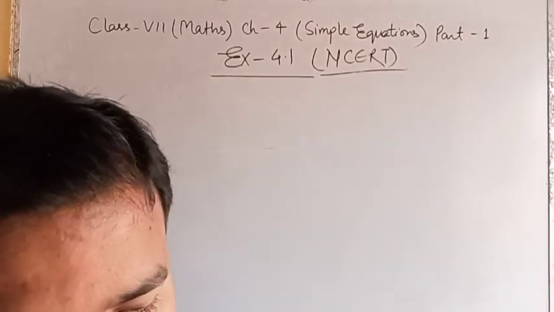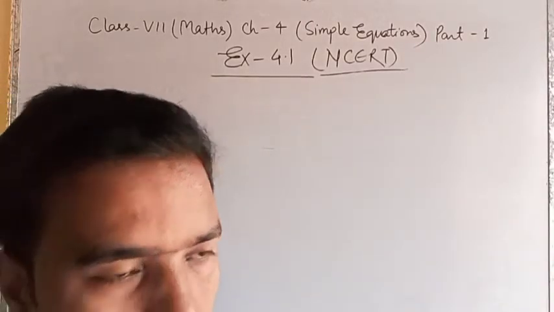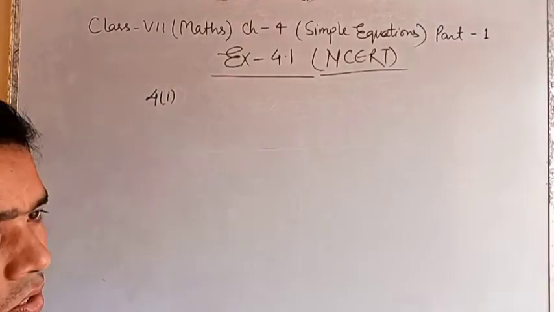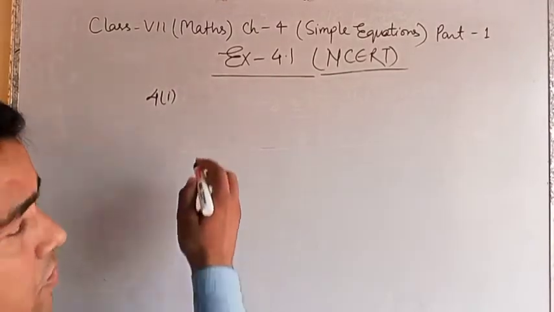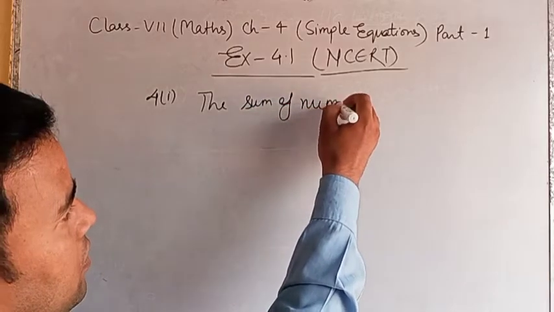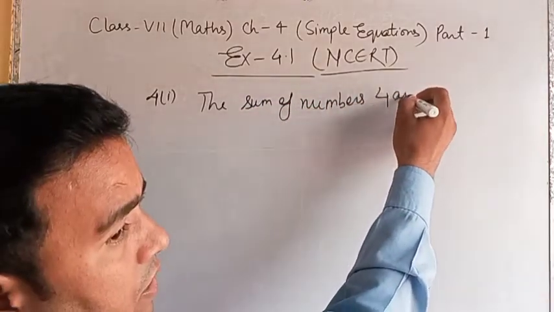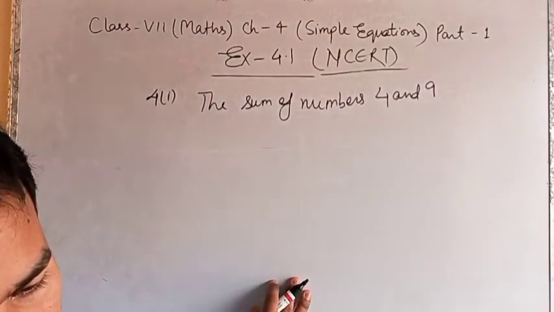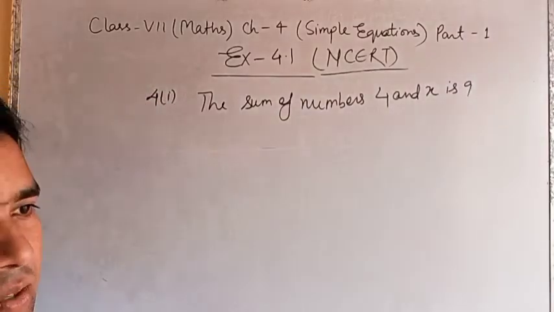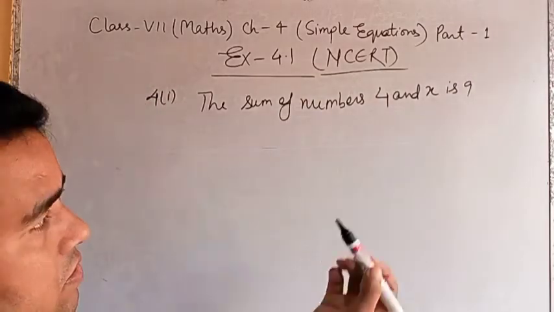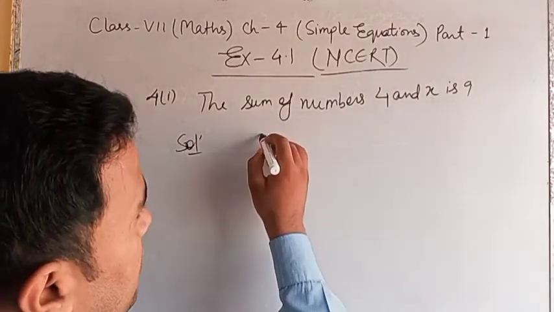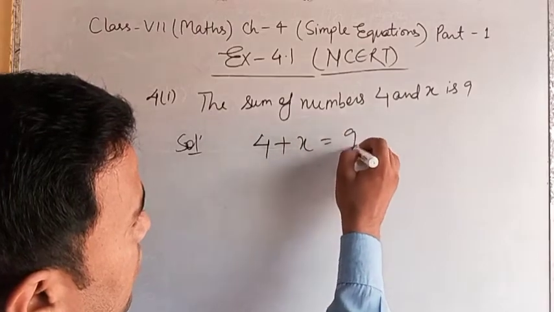Question number 4. Write the equations for the following statements. In 4, first is given: the sum of numbers 4 and x is 9. Solution: only the equation is required. Means 4 plus x equal to 9.